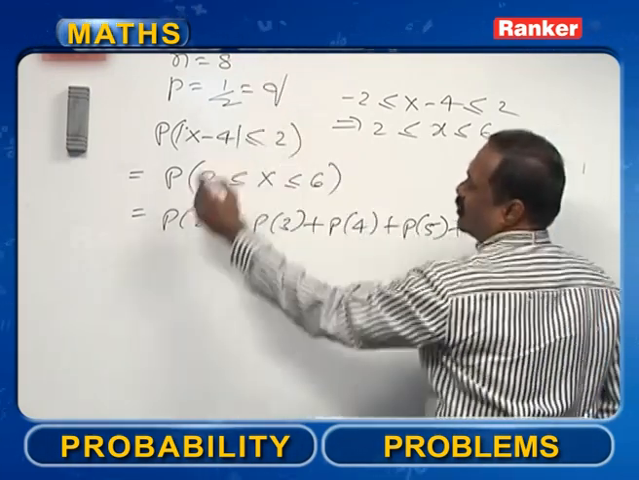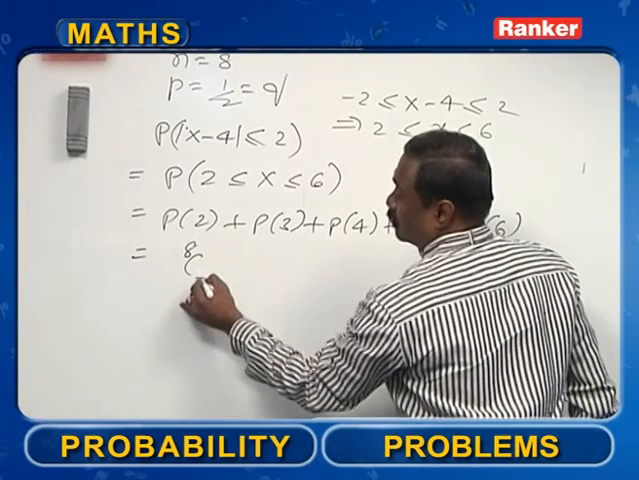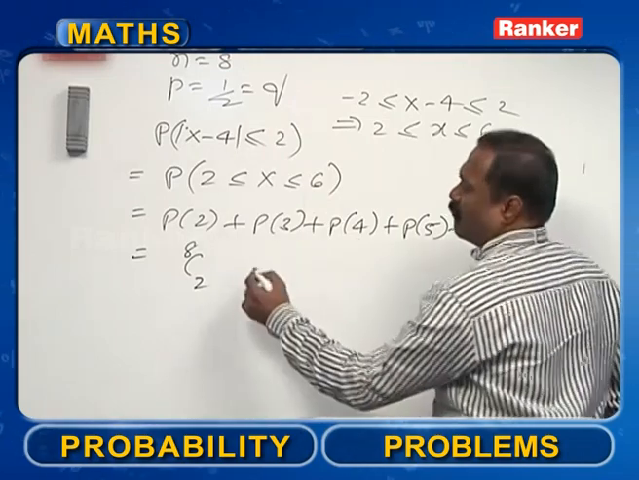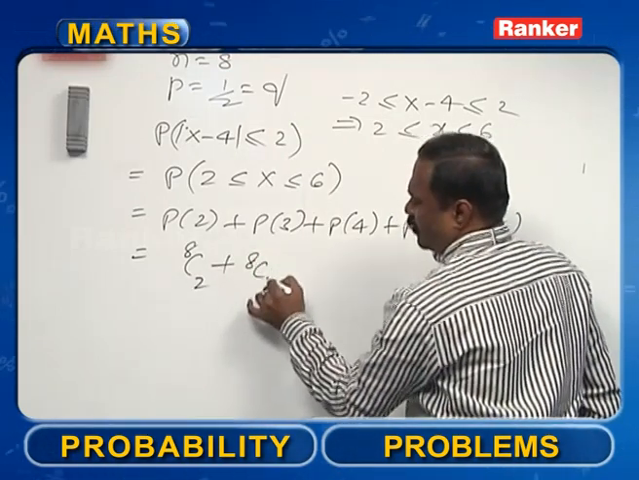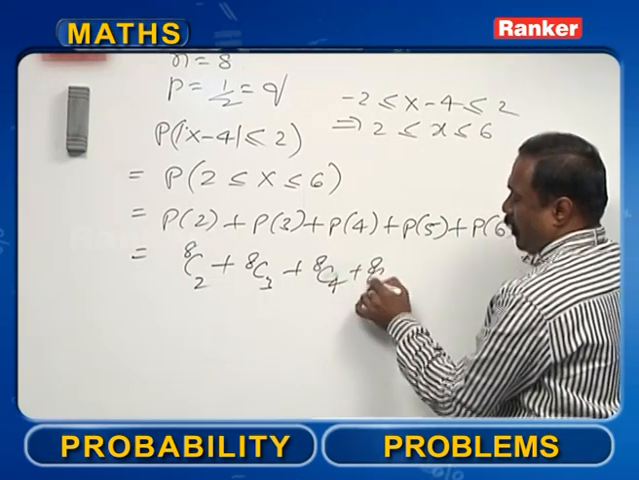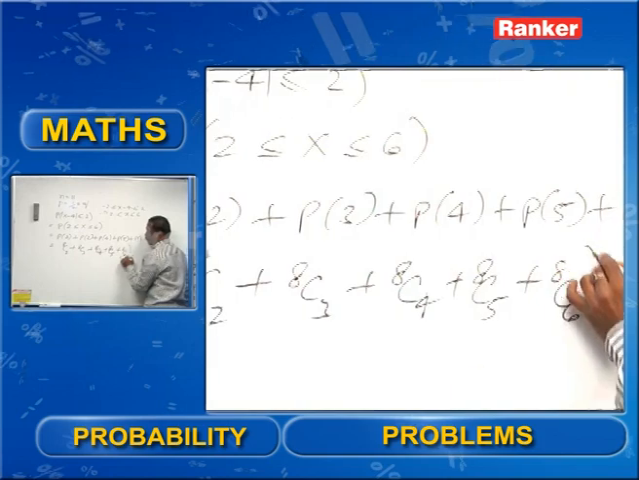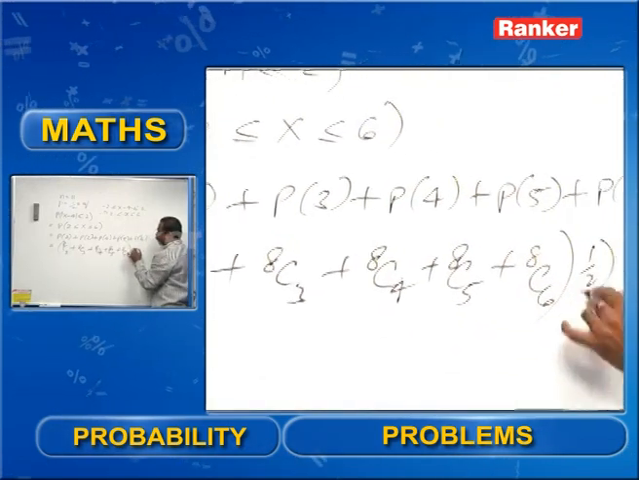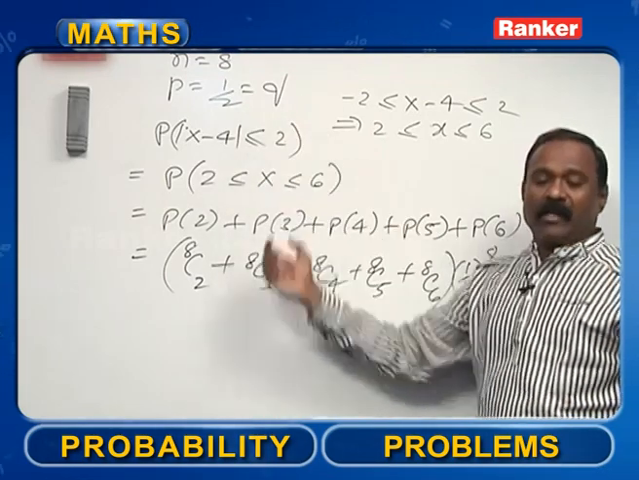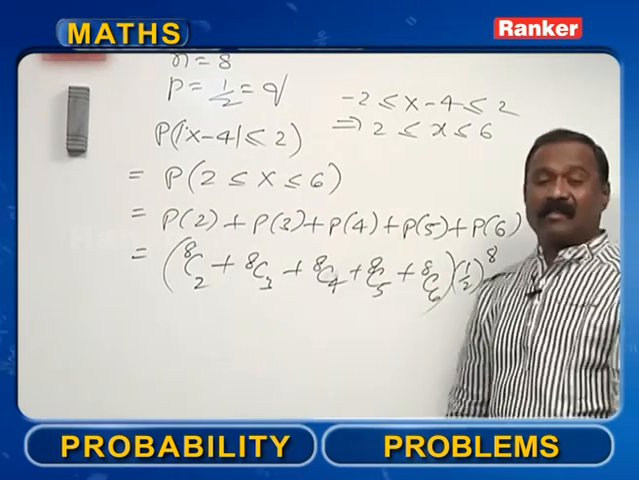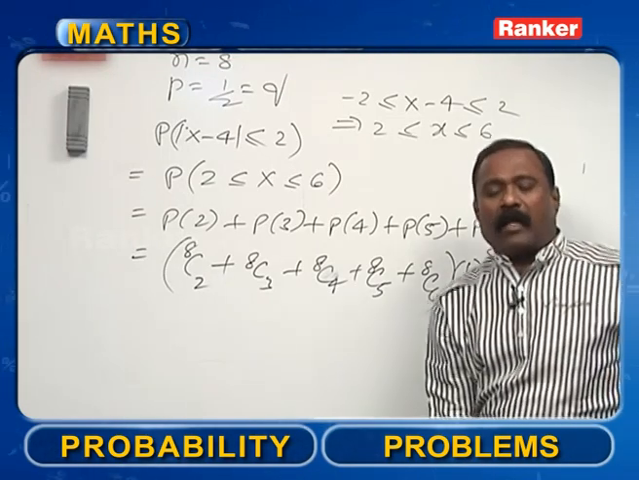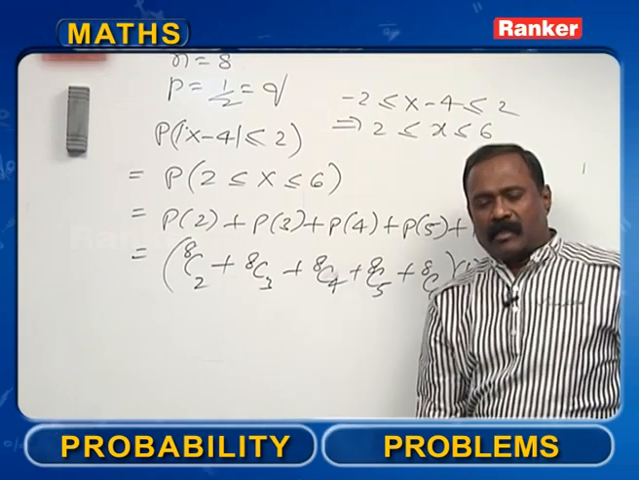Now what is NCX in this case? 8C2, because P and Q have the same value. This is 8C2 plus 8C3 plus 8C4 plus 8C5 plus 8C6 into 1 by 2 whole power 8, because P and Q are same. If you simplify this, you'll get the answer. This is also an important model to be understood. Okay, next problem please.